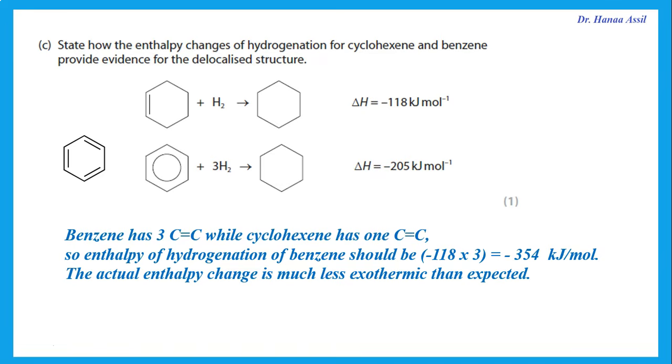If it is 3 times minus 118, it should be minus 354, and the actual delta H of hydrogenation given is minus 205, which is much less exothermic than expected if we are counting 3 carbon-carbon double bonds. So the benzene is supposed to have 3 carbon-carbon double bonds. Cyclohexene has only 1. So if the 3 are different, we should multiply by 3. What we actually have is much less than the expected value for 3 double bonds.